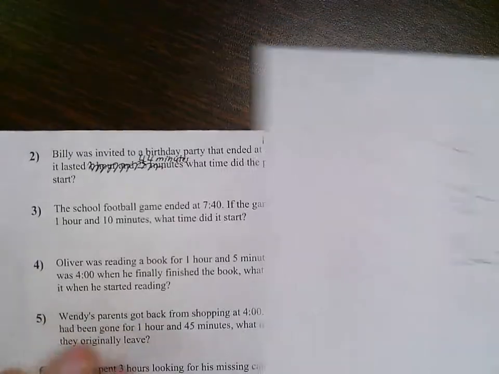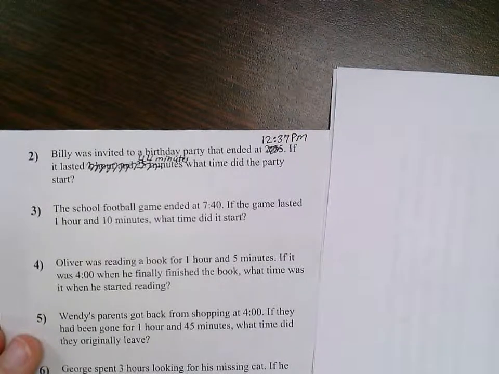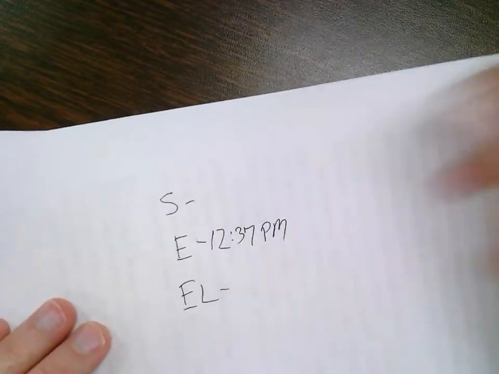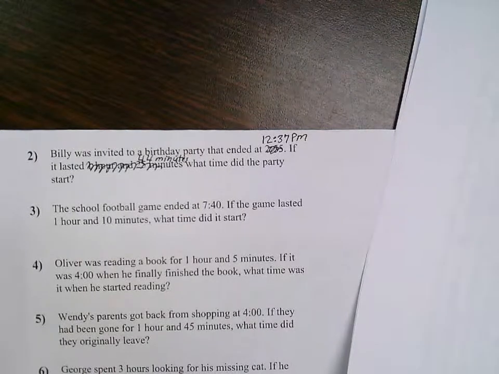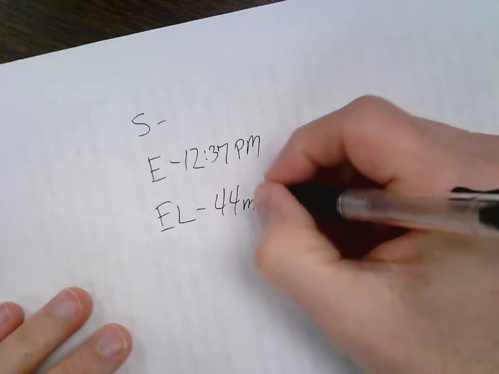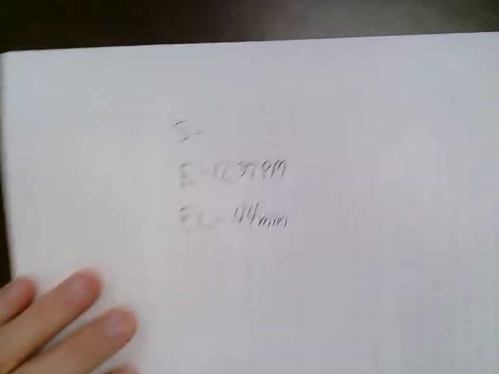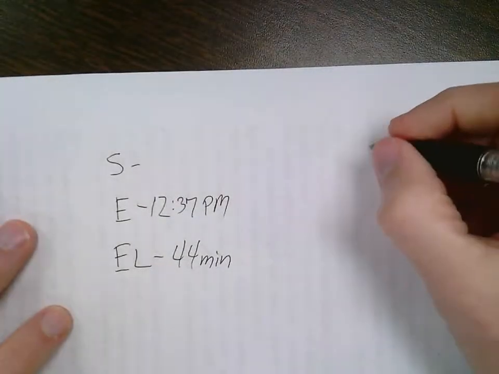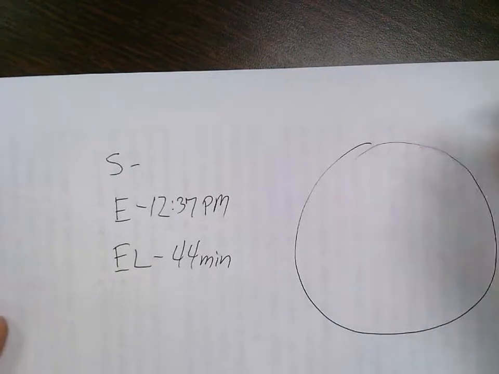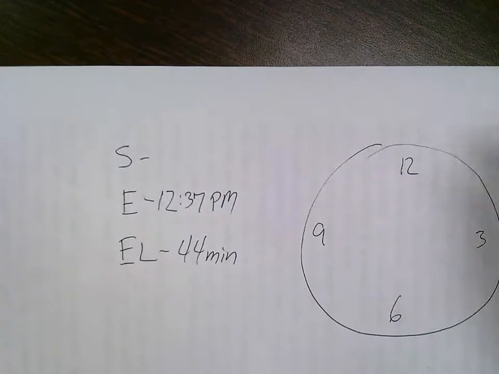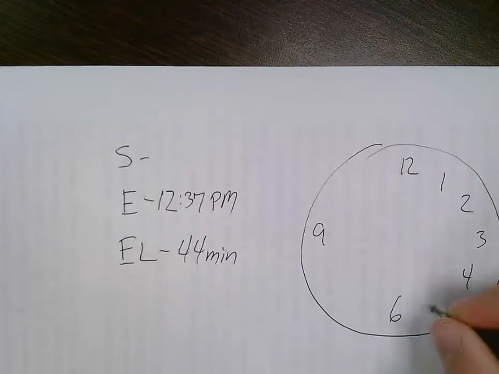And in my problem, the end time was 12:37 because it says that's what time the party ended, 12:37 p.m. The elapsed time is 44 minutes because the party lasted for 44 minutes. They want to know what time the party started. So to do this, I make a clock. 12, 3, 6, 9. I always put those in first because it makes it nicer and neater.